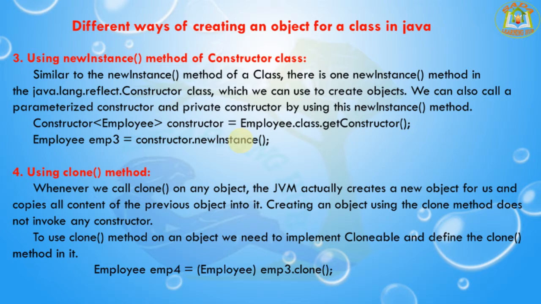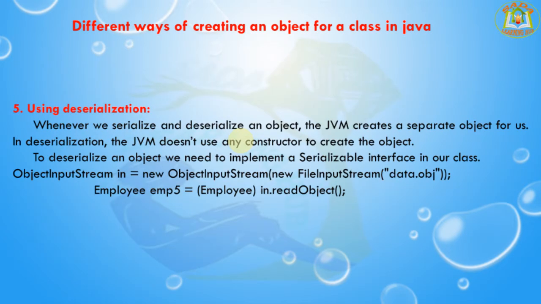The next and final one is by using the deserialization process. The process of writing the data of an object to a file is called serialization. The process of reading the data from a file and constructing a new object having that data is called deserialization. When an object is created by deserialization, constructors will not be executed.